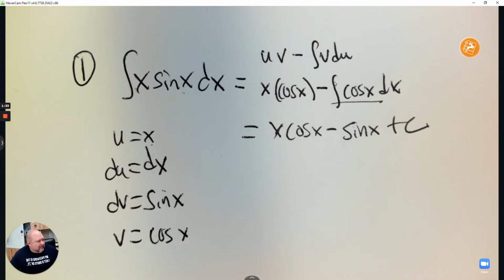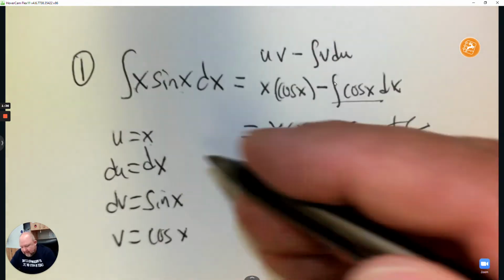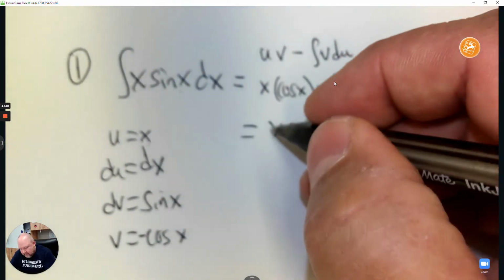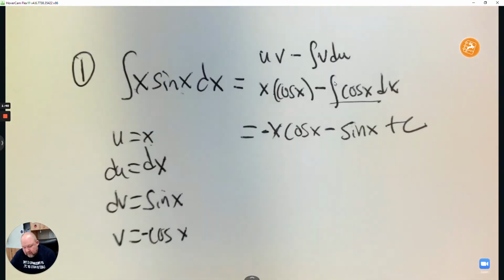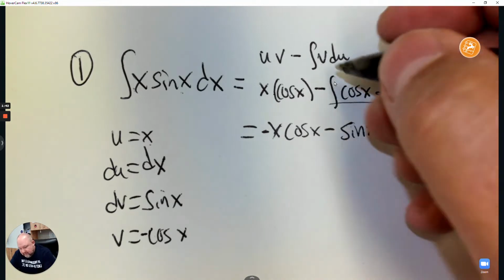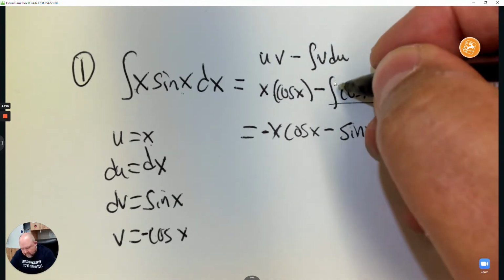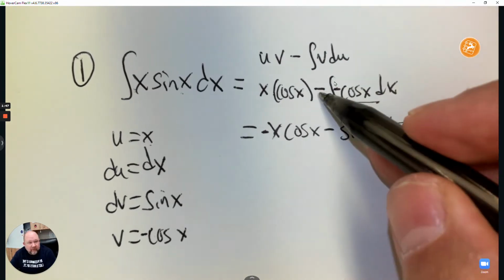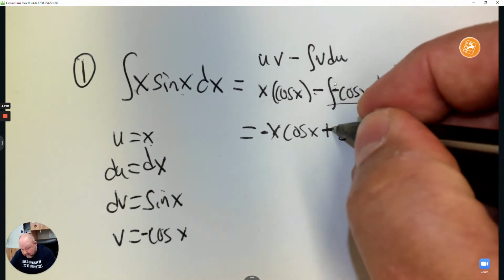I made a mistake. Where did I make a mistake? Oh, the integration of sine is negative cosine. There it is. So this should really be negative x cosine x. And this should be negative cosine. So a negative times a negative makes this positive. It matters.